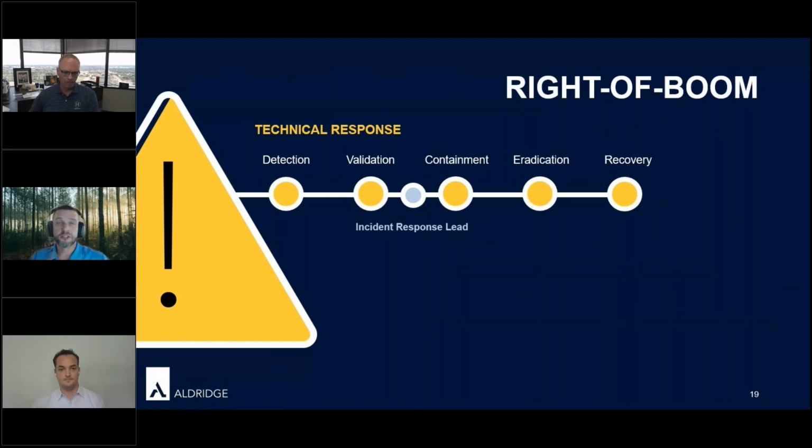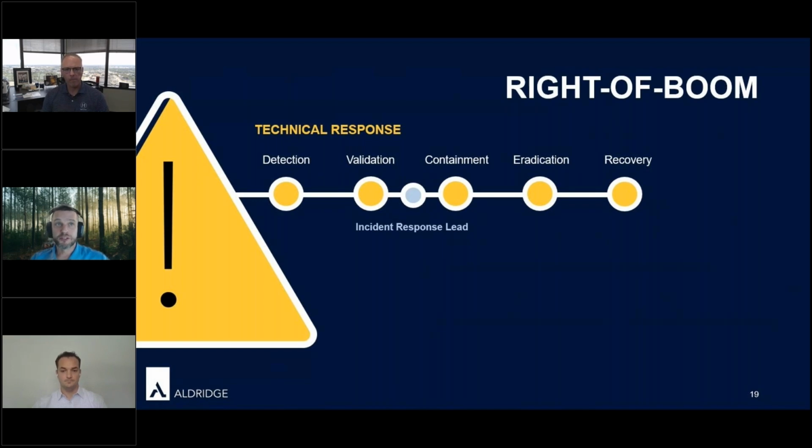Detection is the initial detection of the security event. Now, notice I'm using very specific language there. That is security event, not incident. Validation is going through the event, figuring out if it's a true positive, and trying to get at least an initial understanding of the impact that it's having on the environment.